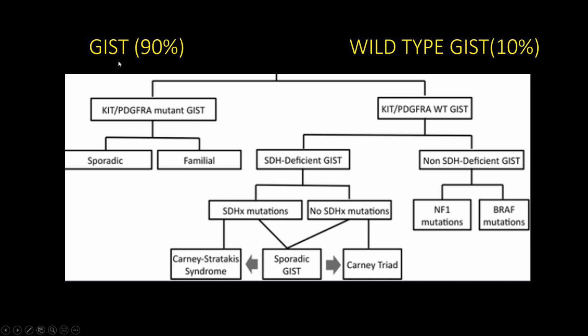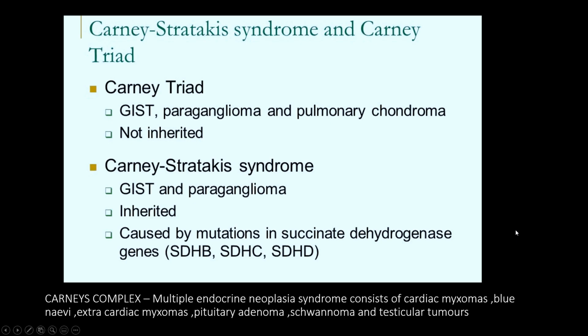So this is the flow chart where we can see 90% of GIST show positivity for either KIT or platelet-derived growth factor receptor. In that, it may be divided into sporadic or familial. If they are not showing positivity for the KIT gene or the platelet-derived growth factor receptor alpha gene, then they are called wild type GIST. This wild type GIST is again divided into SDH deficient GIST or non-SDH deficient GIST. SDH deficient GIST will have succinate dehydrogenase mutations, which are seen in Carney-Stratakis syndrome, and if they are not associated with SDH mutations, then it falls into Carney's triad. And non-SDH deficient GIST will have either NF1 mutations or BRAF mutations.